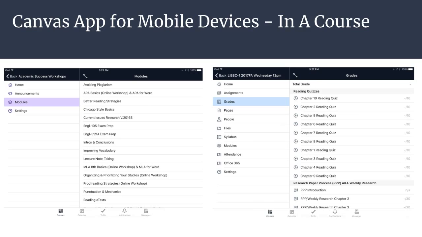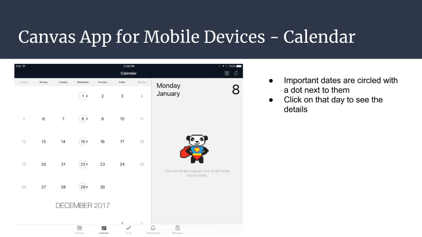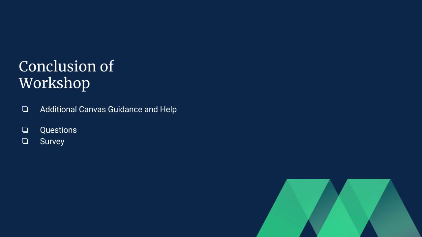So you may want to look for our new workshop in spring 2018 on how to submit assignments using mobile devices, where we'll highlight that in more detail. The calendar is there. The only thing with the calendar is it has a little dot next to it, as most mobile devices do for calendars. So you'd have to click on that to get the details of that.